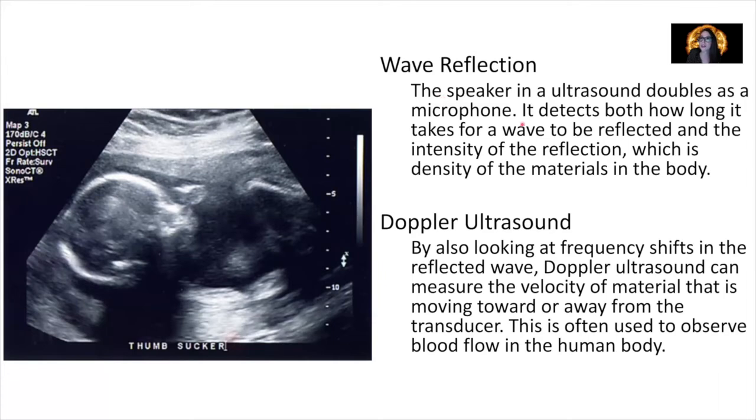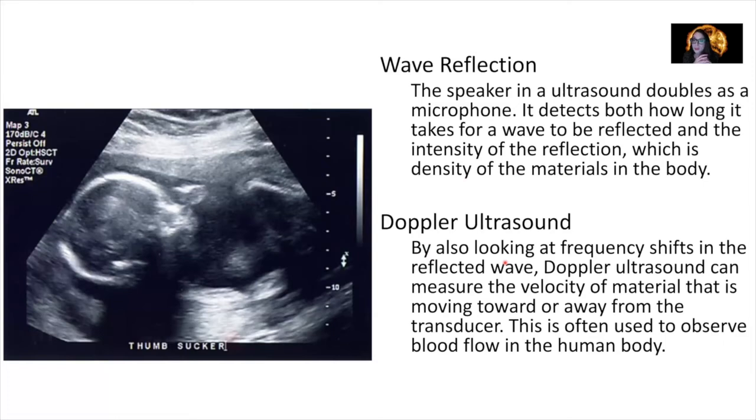So the ultrasound detects how long it takes for a wave to be reflected back from the tissue and the intensity of the reflection. The intensity of the reflection also tells you something about the density of the materials in the body. Okay, so you can also use the ultrasound to figure out if you've got a mass of tissue that shouldn't be there. Okay, with the Doppler ultrasound, you can also look at frequency shifts in the reflected wave.